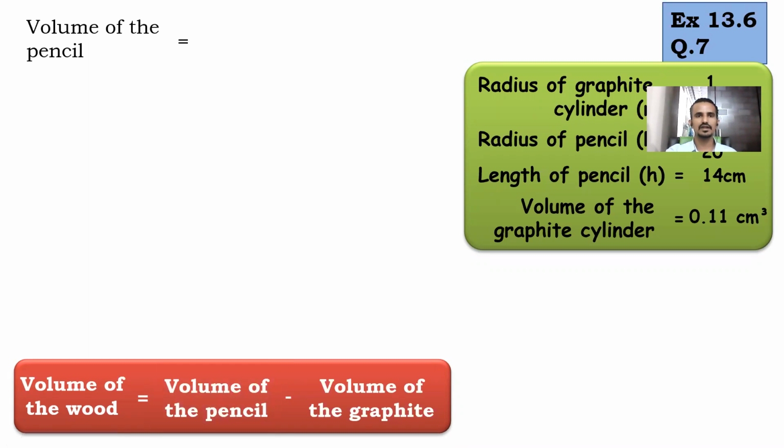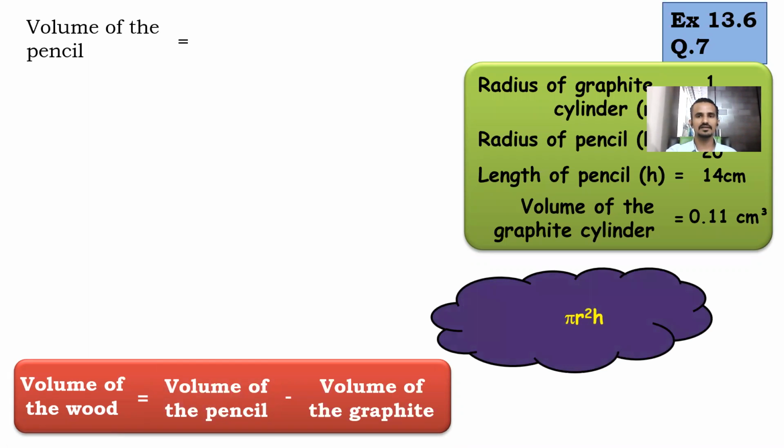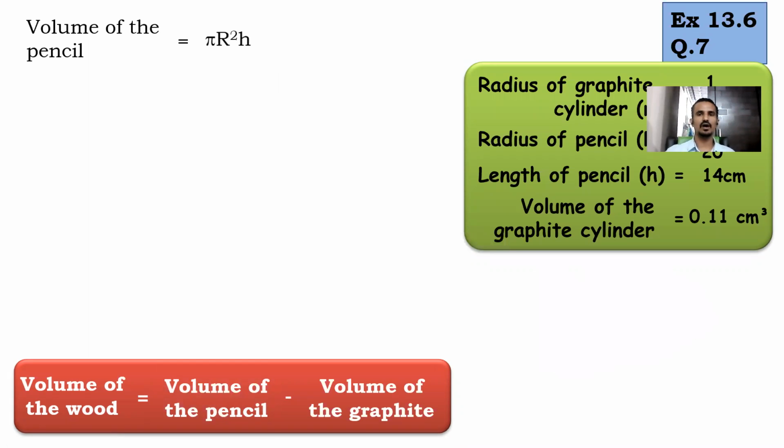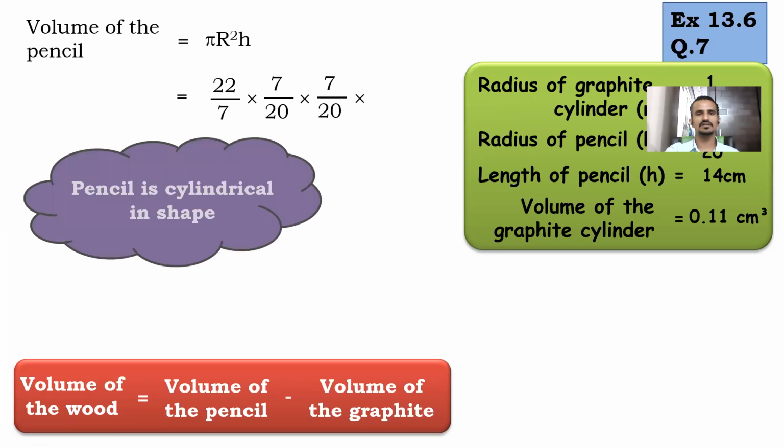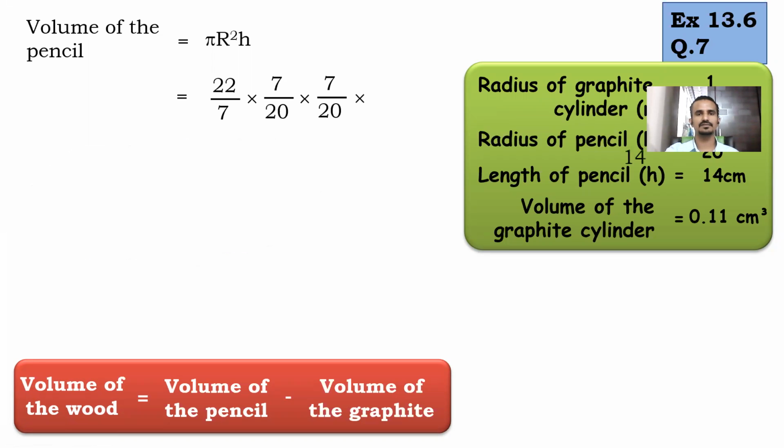When we say volume of the pencil, it is pi r square h, where r is the capital letter, outer radius or the radius of the wooden part. Volume of the pencil is pi r square h, where r is capital letter. Let's substitute the values. 22/7 multiplied by 7/20 into 7/20. This is the radius. Multiplied by h, the length, that is 14. Again, we have same type of calculation here.